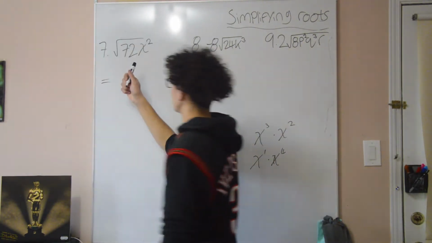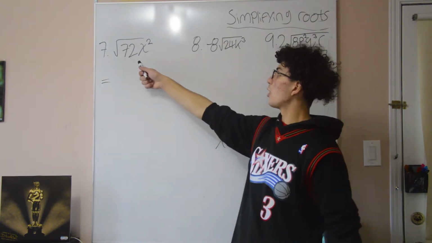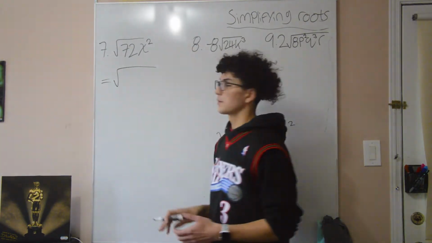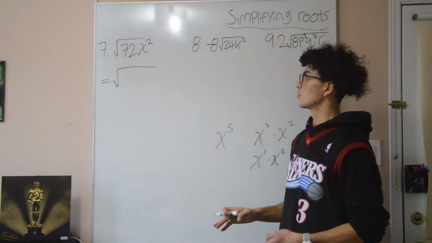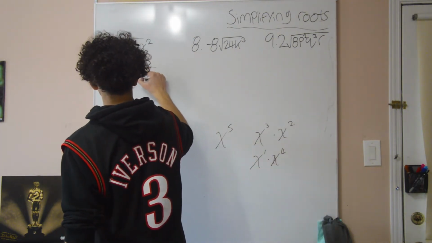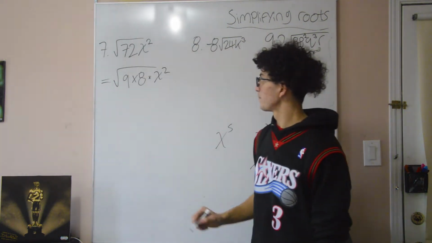So here, for example, it's already given to us as x squared. So now all we really want to deal with is the 72. So let's think about it for a second. Perfect squares. Well, we know 9 times 8 is 72. So we're going to rewrite it: 9 times 8 times x squared.